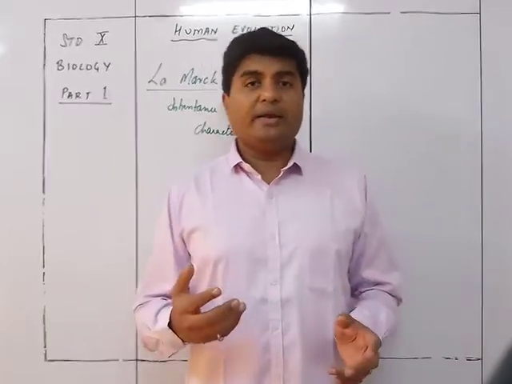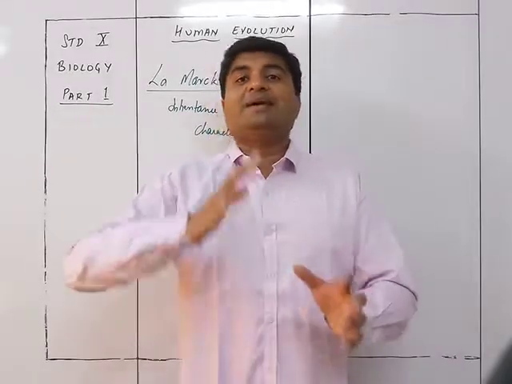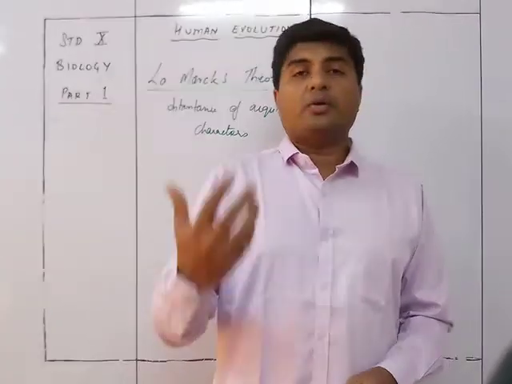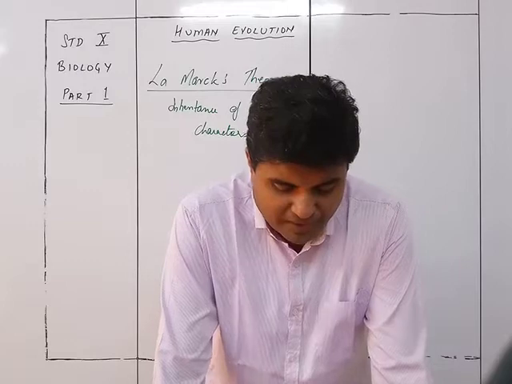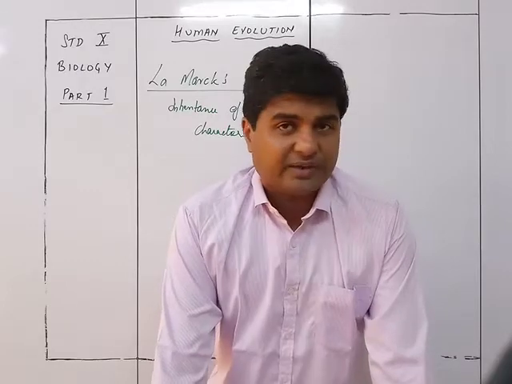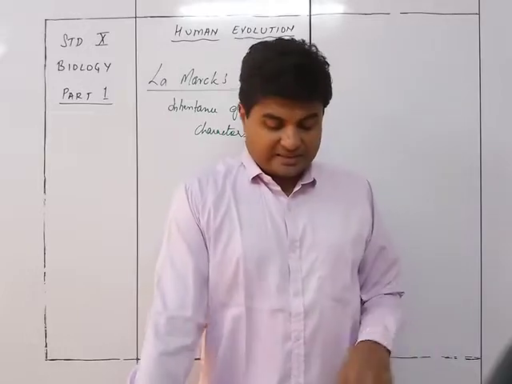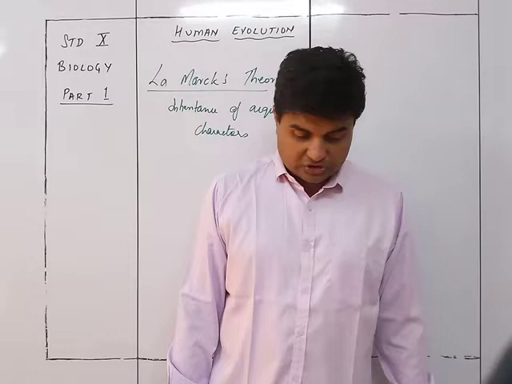So that is what he said, that whenever somebody is continuously using a particular organ of his body, then automatically it becomes stronger and stronger. He explains this by taking the example of the giraffe. So this is the example of the giraffe we are talking about. Lamarck suggested that giraffe evolved from ground-feeding herbivores.